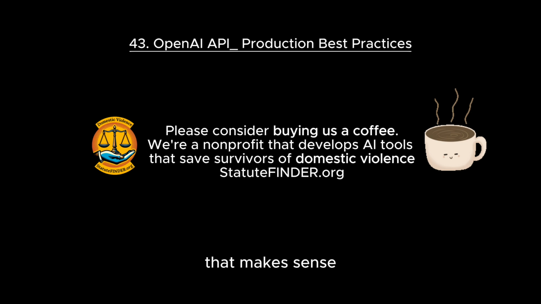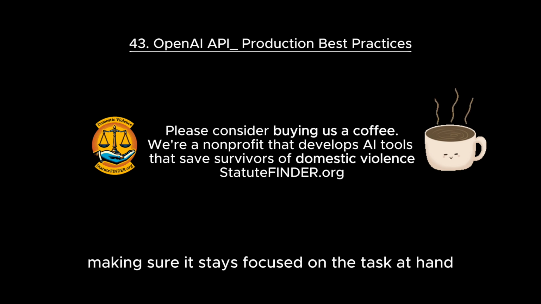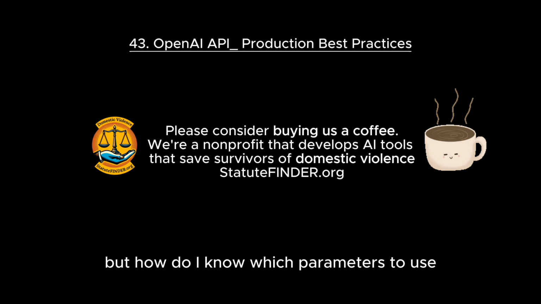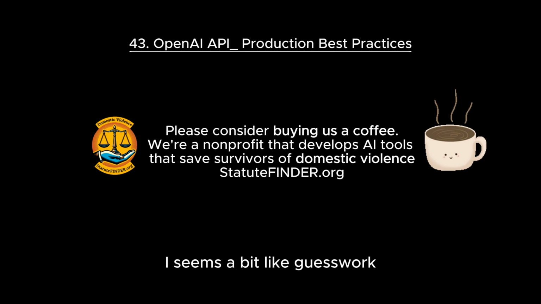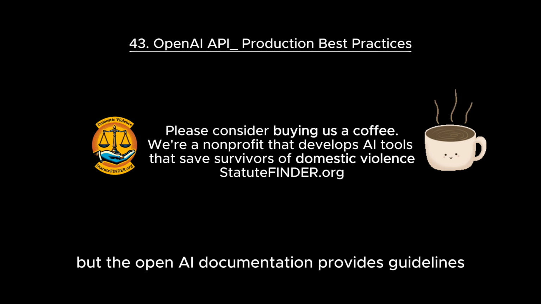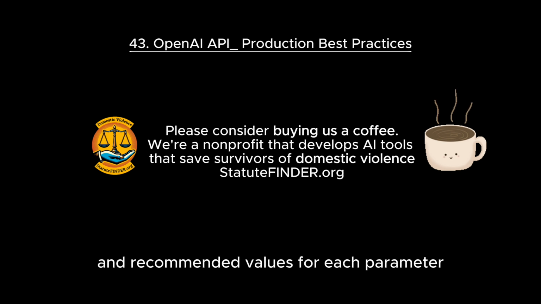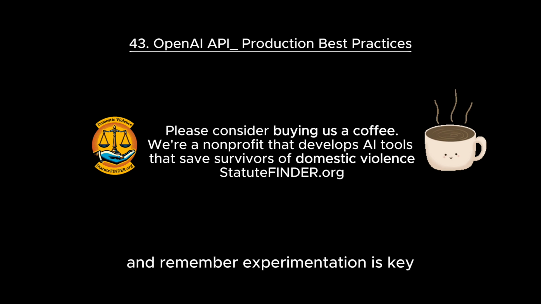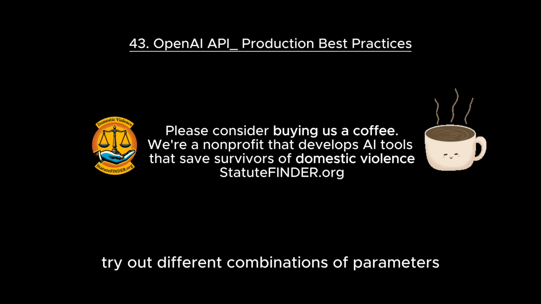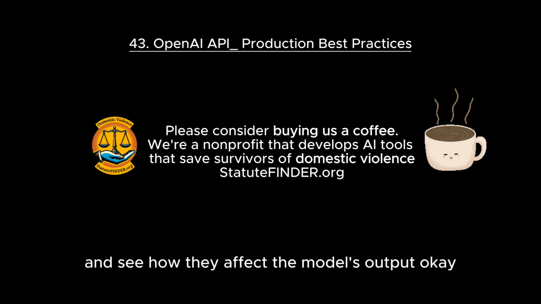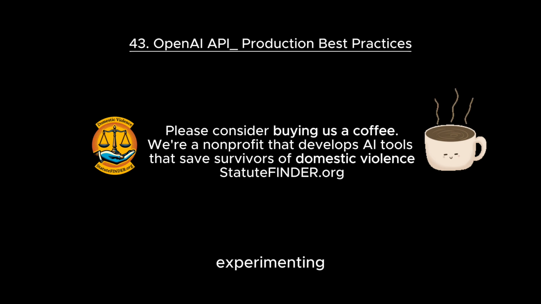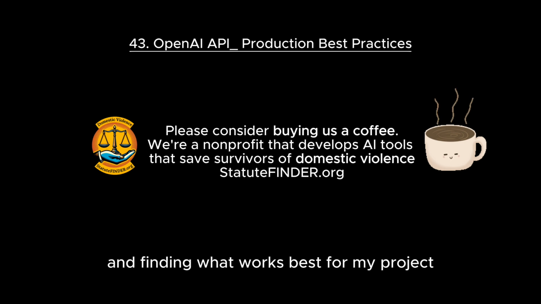Ah, that makes sense. It's like setting boundaries for the AI, making sure it stays focused on the task at hand. But how do I know which parameters to use and what values to set them to? Seems a bit like guesswork. It can be a bit of trial and error at first, but the OpenAI documentation provides guidelines and recommended values for each parameter. And remember, experimentation is key. Try out different combinations of parameters and see how they affect the model's output. Okay, so it's about understanding the parameters, experimenting, and finding what works best for my project.